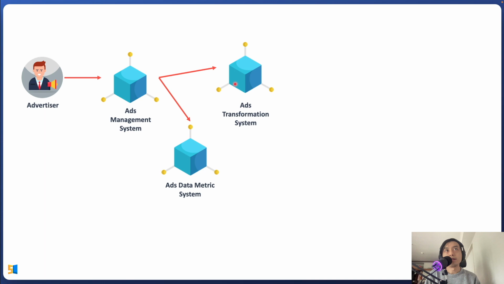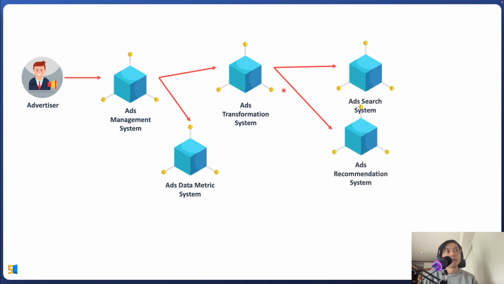Then the ads management system will also talk to the ads transformation system. The ads transformation system is a system that does the ETL, extract, transform, and load. It's basically a data pipeline that will collect all of the necessary information to create ads and transform it in a way so that the ads can be ready to be searched and recommended to the users. After the ads transformation system is done with its job, the data will be transferred to the ads search system and the ads recommendation system.